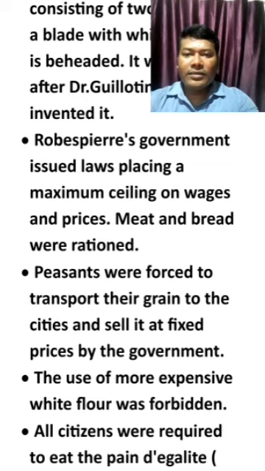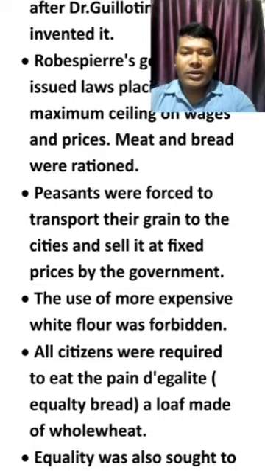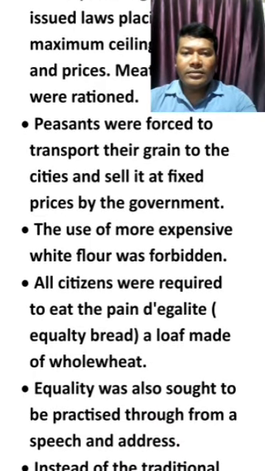Next point. Robespierre's government issued law placing a maximum ceiling on wages and prices. Maximilien Robespierre created new laws on wages of the workers or laborers and fixed prices on selling articles also. Meat and bread were rationed. Flesh or meat and bread were given in ration during his time.